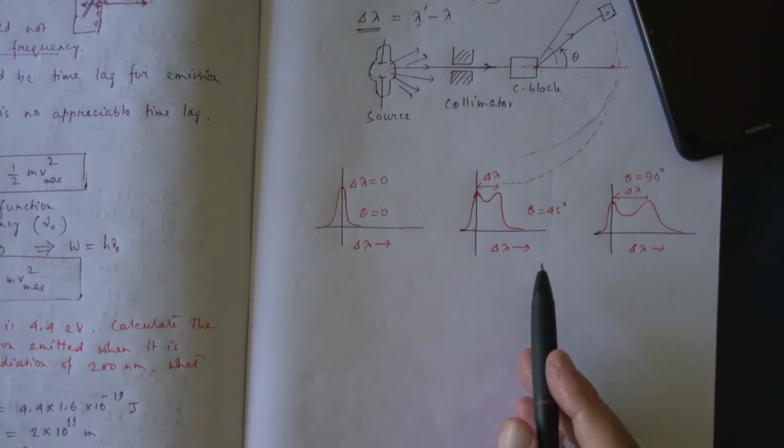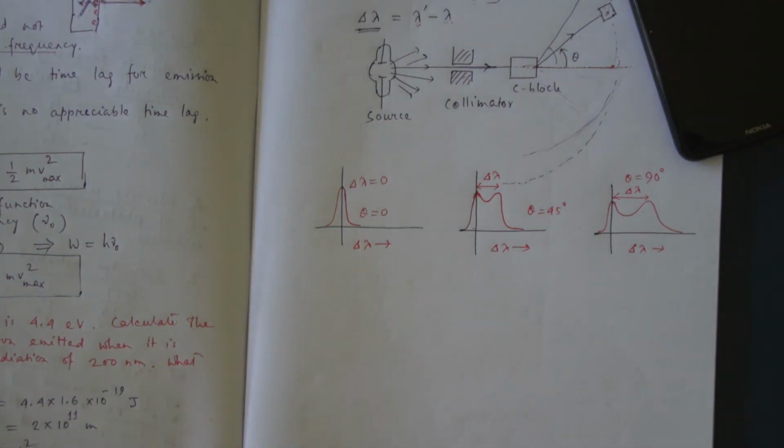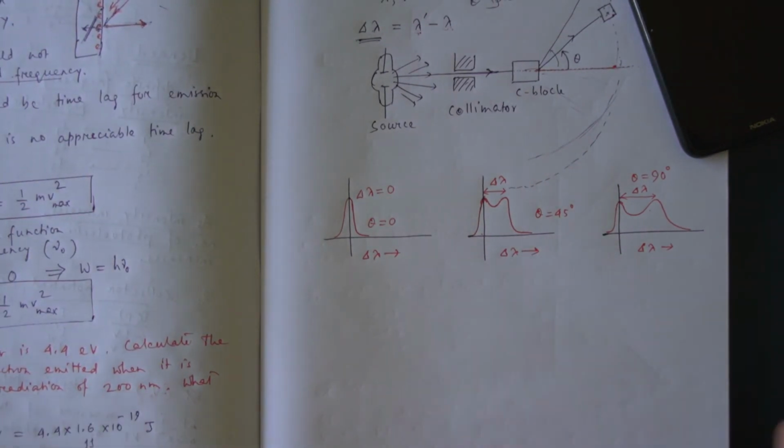So Compton himself explained this observation. How did he explain this?